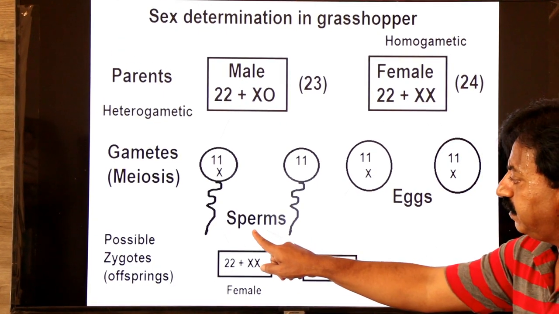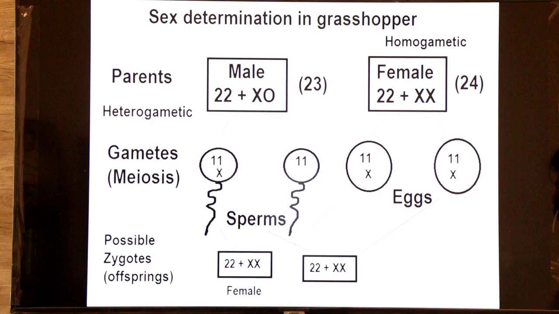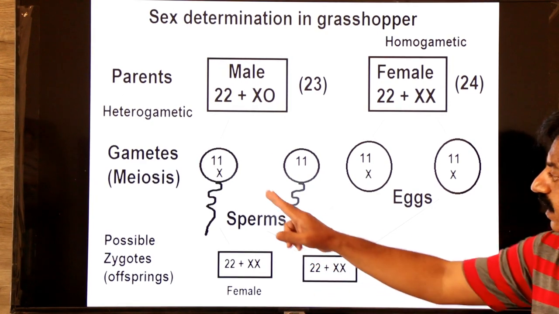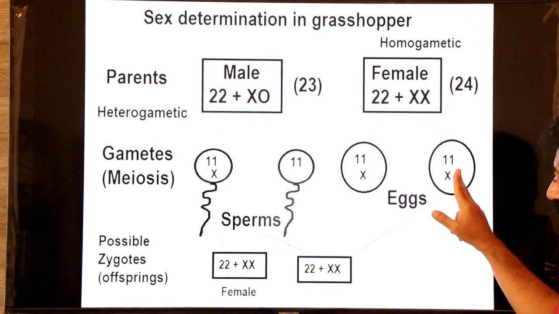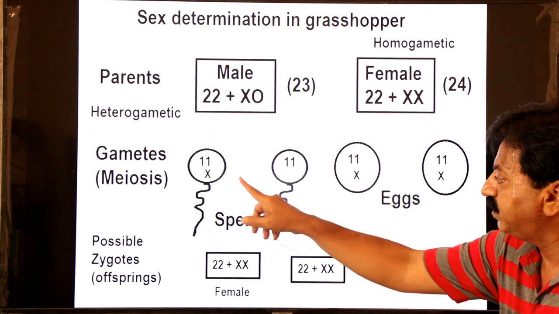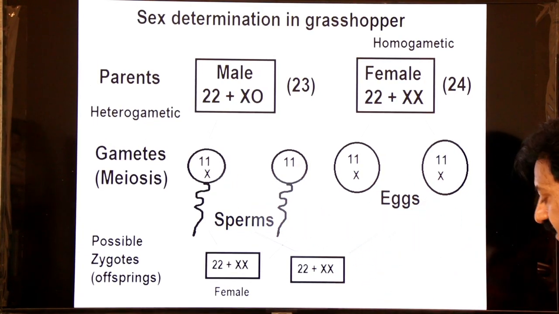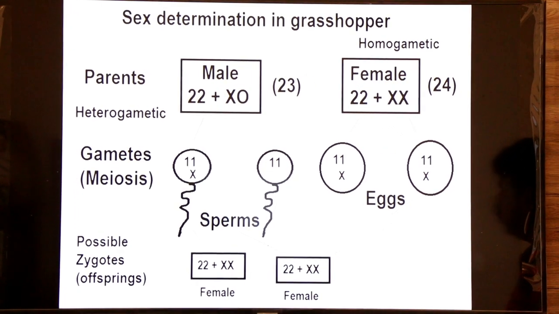Look at the second zygote. If male contributes this sperm and female contributes this egg, what will be the chromosomal number? Again 22 plus XX. 11 autosomes are contributed by this sperm, 11 autosomes by this egg, and 1 X comes from this sperm, 1 X comes from this egg. Again the zygote will develop into a female.